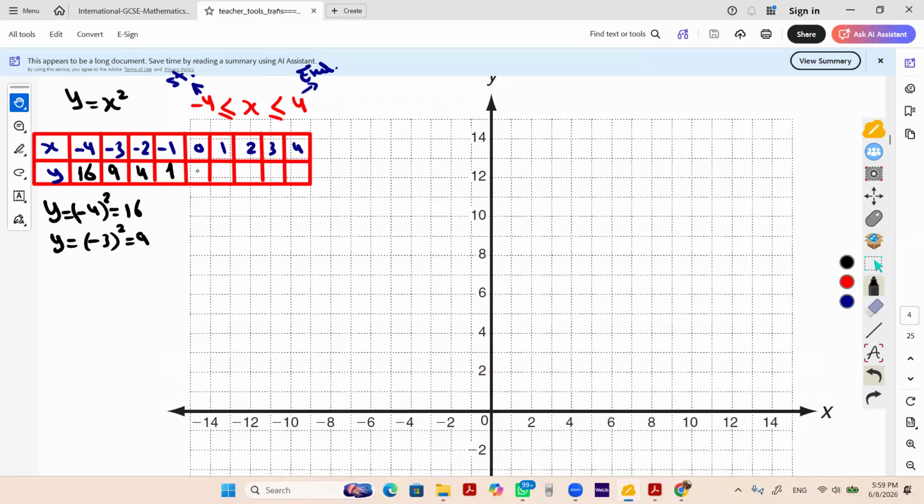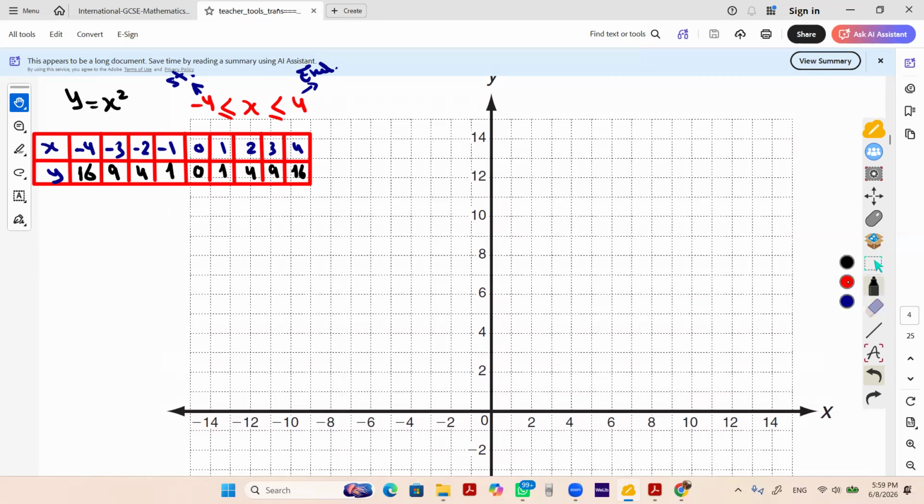0. 0. 1. 1. Good. 2. 4. 3. 9. 9. Good. 4. 16. Good. What do you notice in the table?